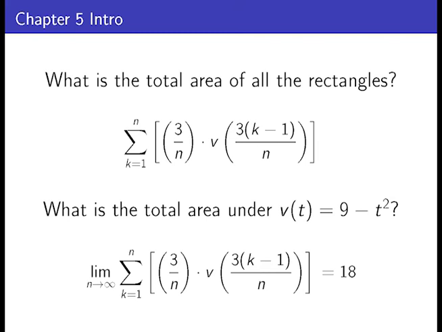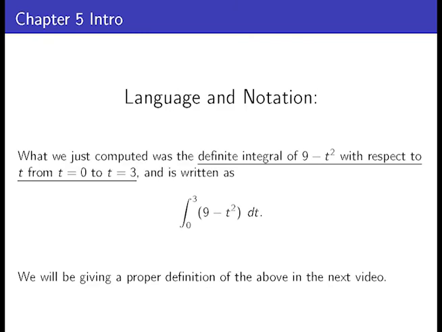So the answer to our original question is that we've traveled a total of 18 feet from our original starting point s. We just computed the integral from 0 to 3 of 9 minus t squared with respect to t, which symbolically is written as you see on this slide. The notation is very similar to that of the antiderivative, and that's no accident, as we will see in section 5.4.